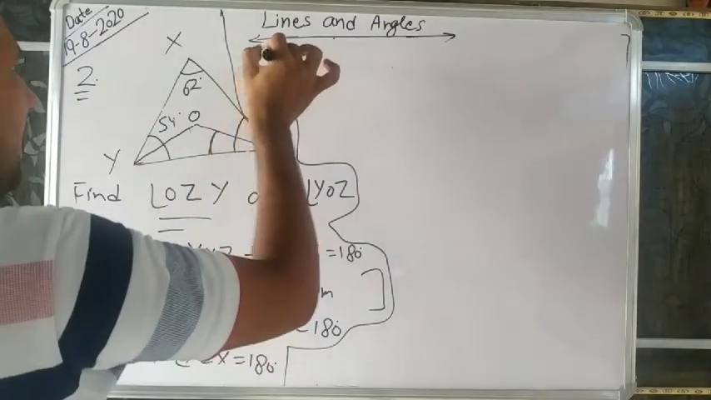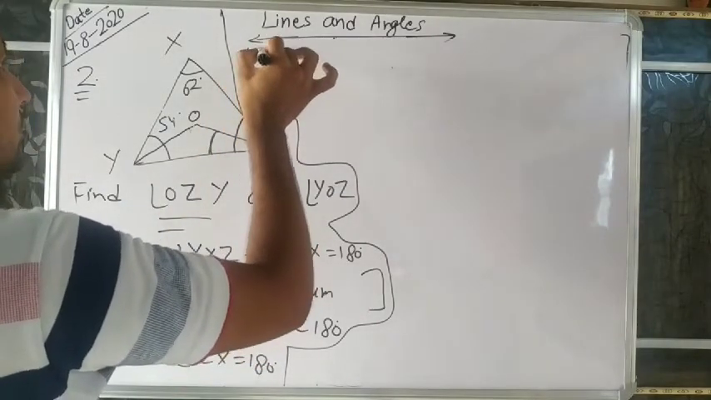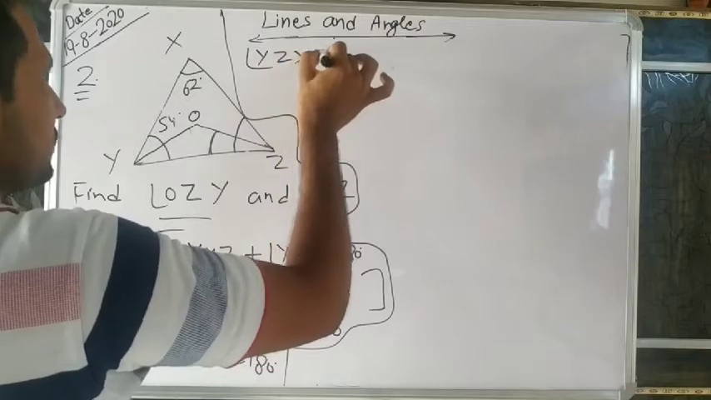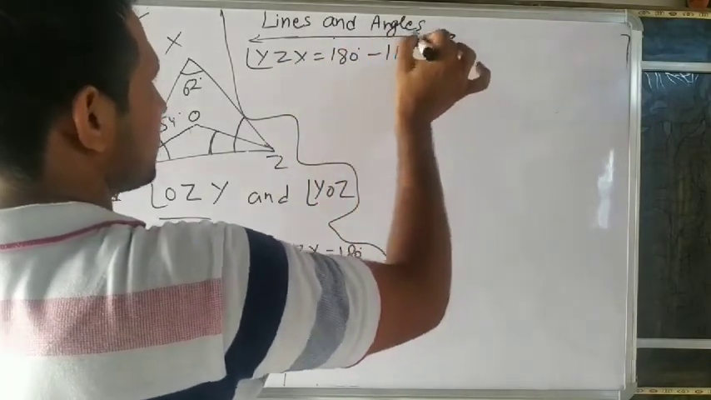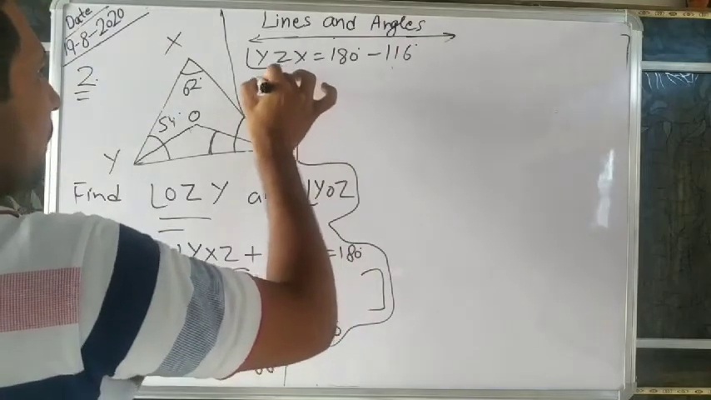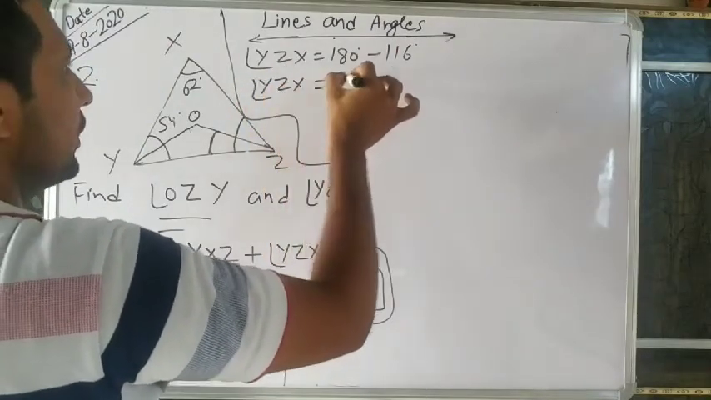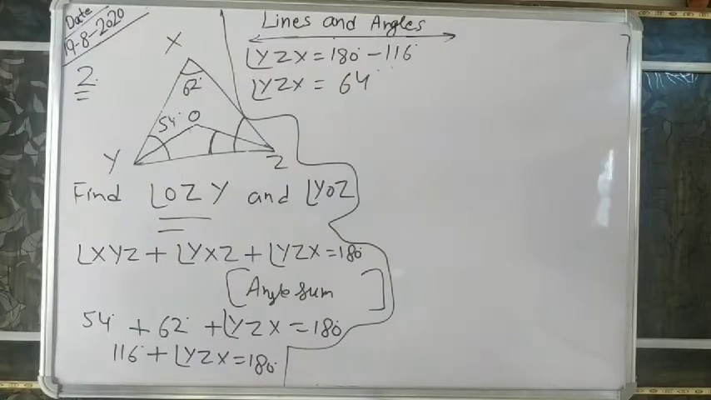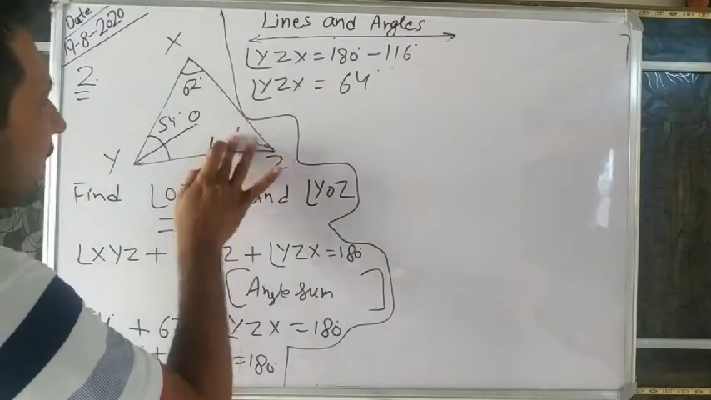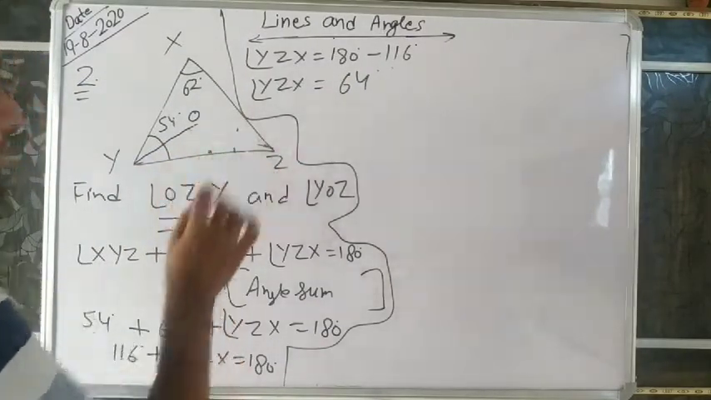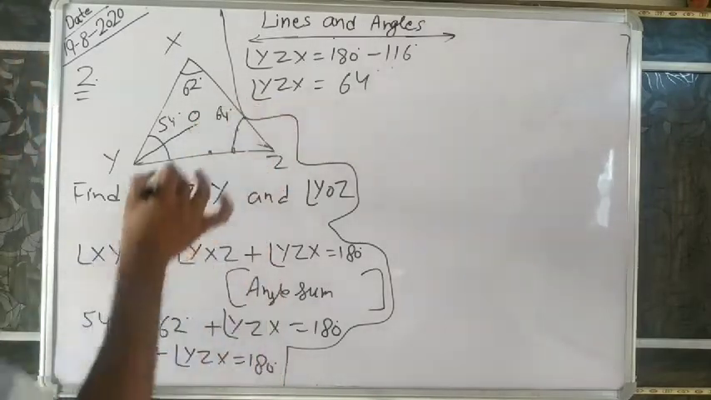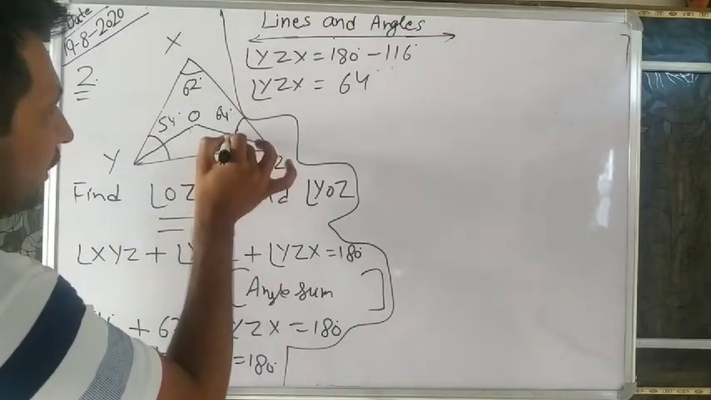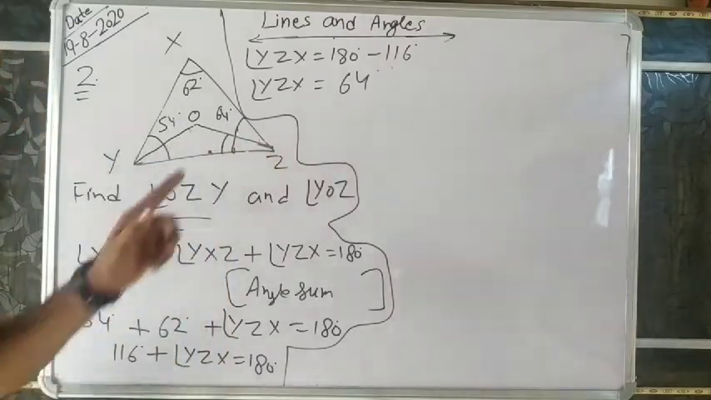So this angle YZX equals 180 minus 116. So how much? Angle YZX equals 64 degrees. It means this one total angle, angle YZ, is 64. But we need its half, only this much. It is a bisector.